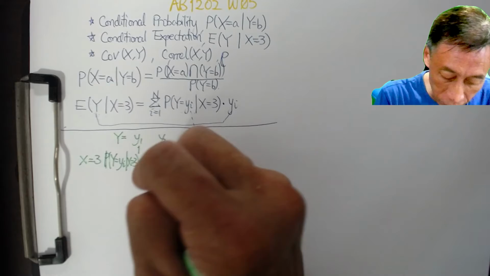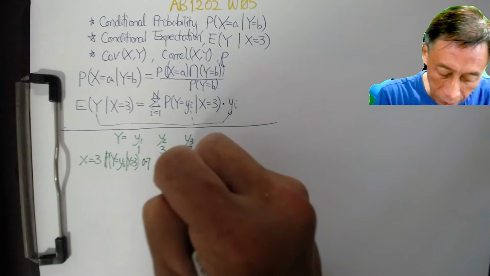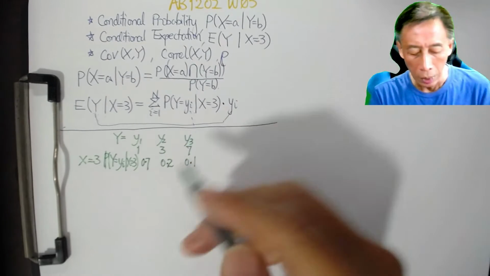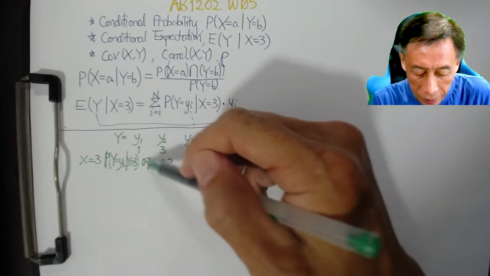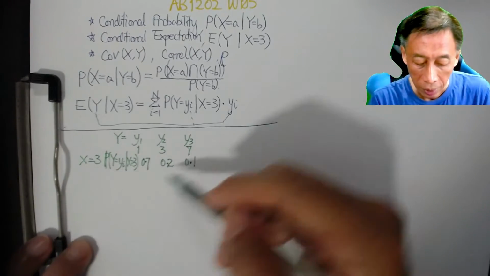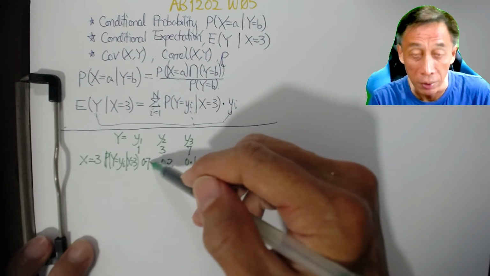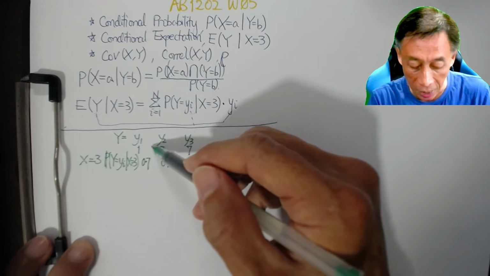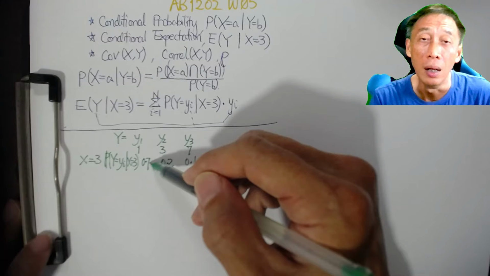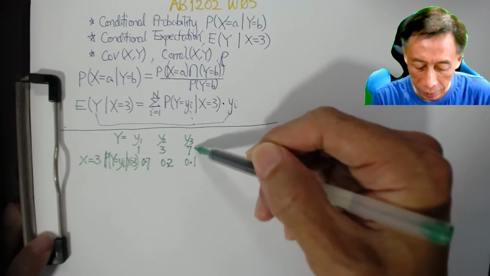Let's say the first number is 0.7, then 0.2, and 0.1. So how do we interpret this? Given that we know already x is 3, when y is 1, the chance of seeing that is 0.7, because the y values haven't happened yet. So the chance of seeing y equals 1, knowing that x is already 3, is 0.7. The chance of seeing 3 is 0.2, and 7, 0.1.